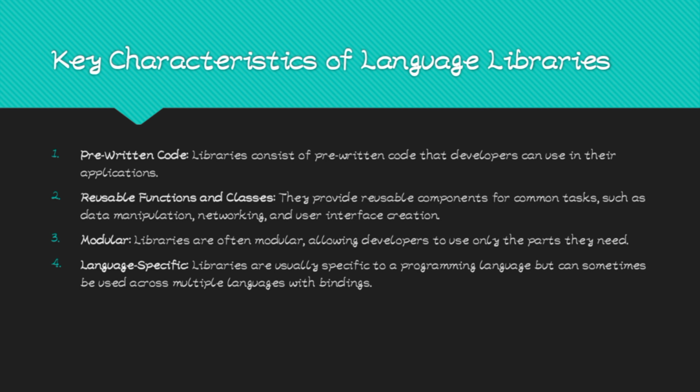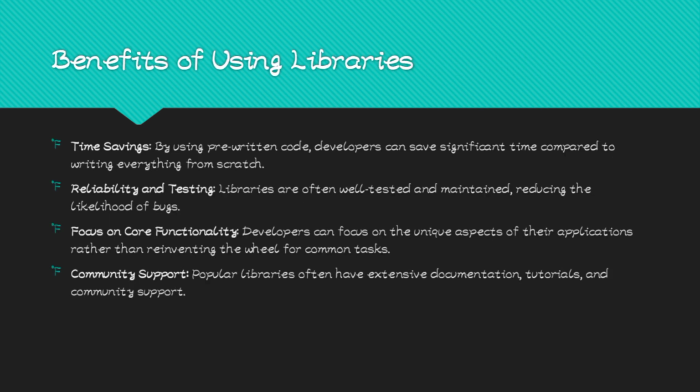Then they are language specific. Each language library is specific to a certain programming language. For example, we have very many different programming languages. We have C++, we have Java, we have Python, very many. Each of these languages has its own libraries, and the libraries are usually specific to that programming language, but sometimes can be used across multiple languages with bindings.